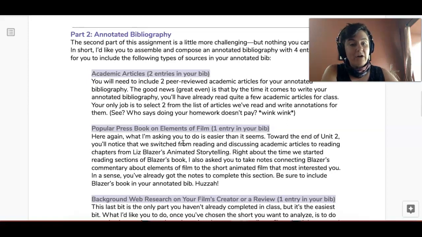All an annotated bibliography is, it's kind of like a works cited page, just like you do at the end of any research paper, but underneath of each entry, there are 2 paragraphs that basically talk about the source that you read, okay? So your annotated bibliography is going to have 4 entries. 2 of those entries are going to be peer-reviewed academic articles about children's pop culture. The good news is that you will have already read those articles because you'll have read them for homework. I'm not asking you to do anything extra.